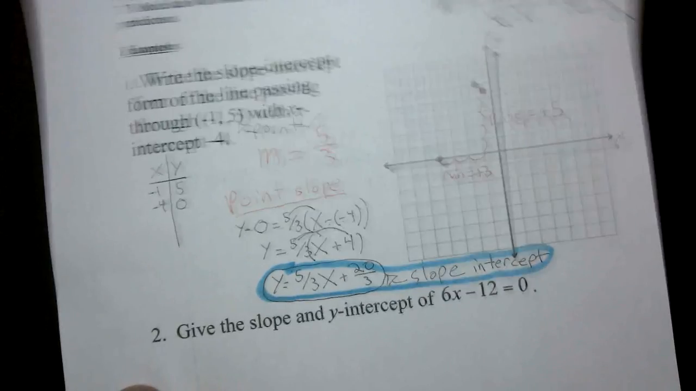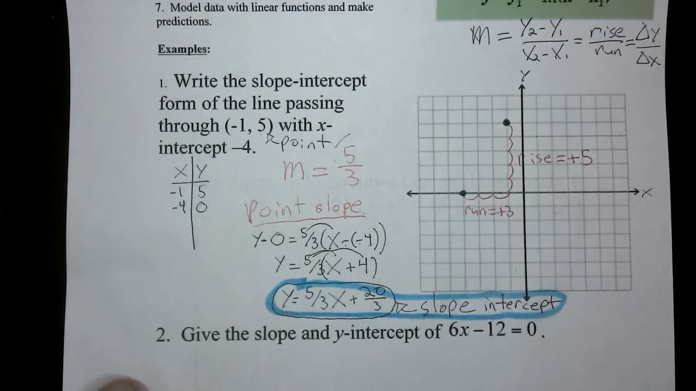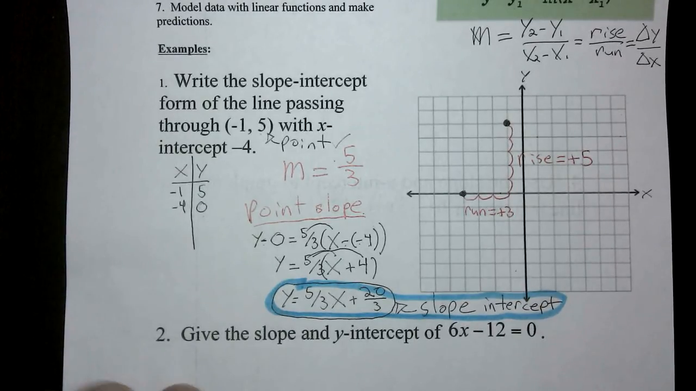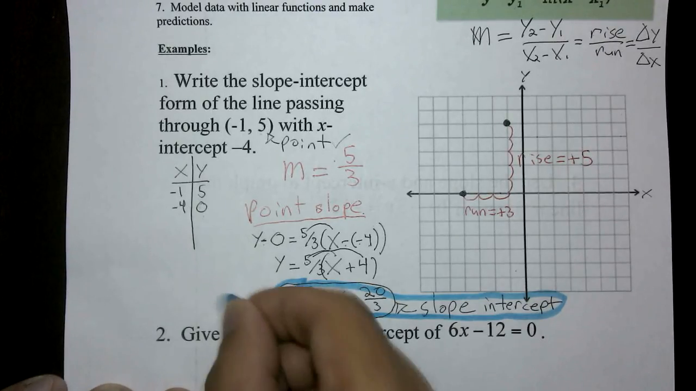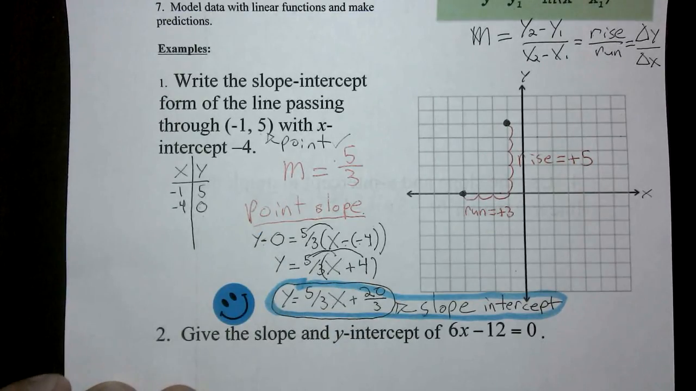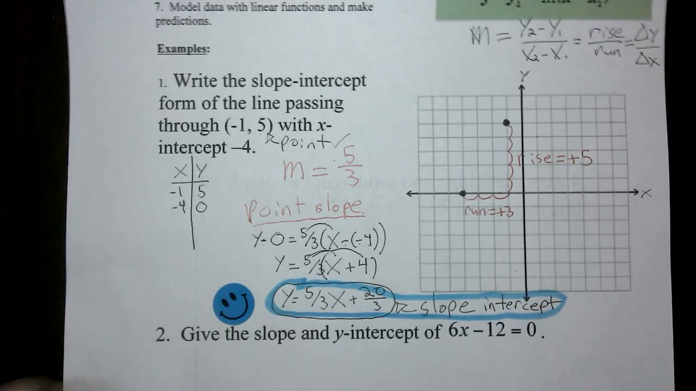So this section's pretty vague with how they want you to start off the problems. Luckily, if you really know what's going on, if you have the visuals on hand, if you have a calculator on hand, there are tons of ways you can approach these. This is just one approach that we took. So 5/3 x plus 20/3. That's the equation we can get.